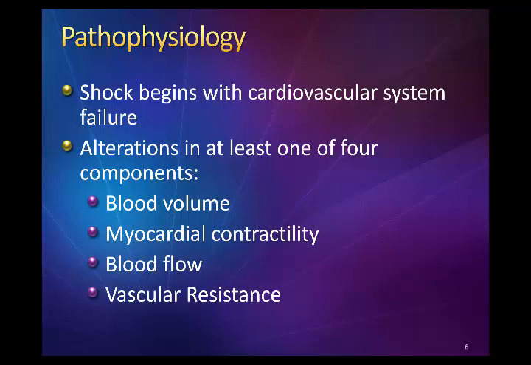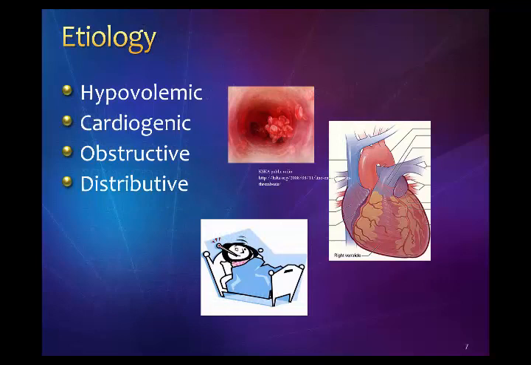So, blood volume, myocardial contractility. Blood volume would be your hypovolemic shock. Myocardial contractility would be your cardiogenic shock, and your constrictive or obstructive shock. Blood flow would be your distributive types of shock. And vascular resistance is the amount of pressure that the left ventricle has to overcome in order to get blood into the circulation. All right, so the different types of shocks, I've already mentioned.